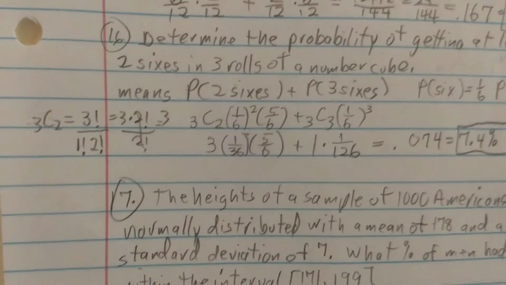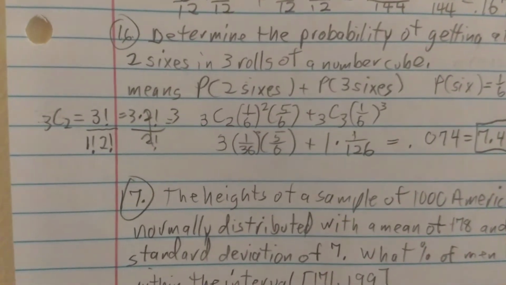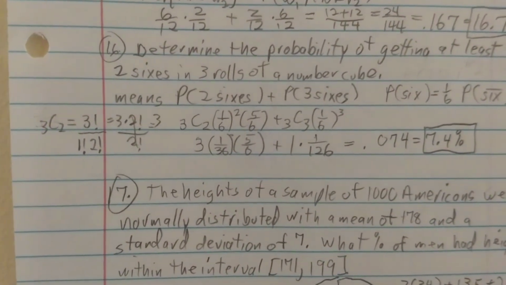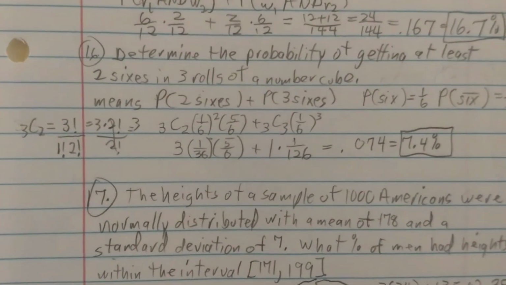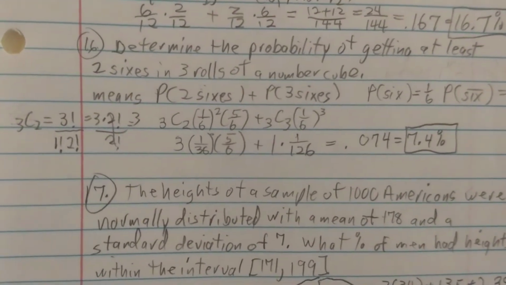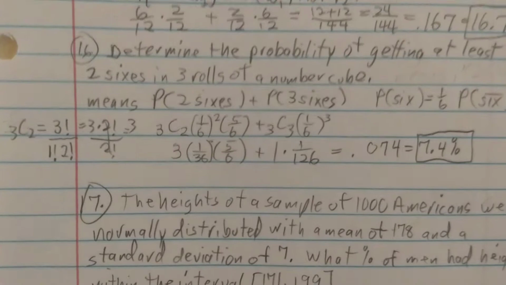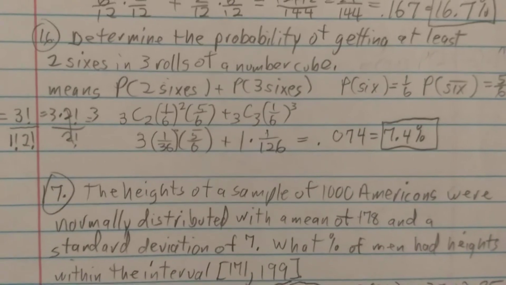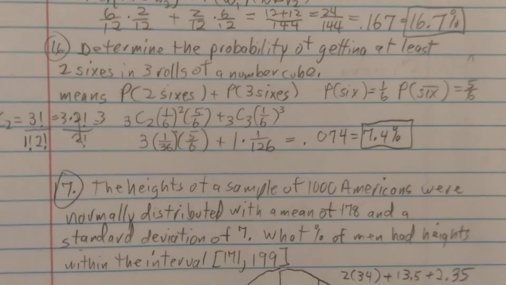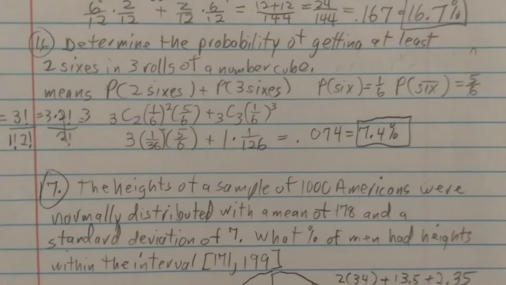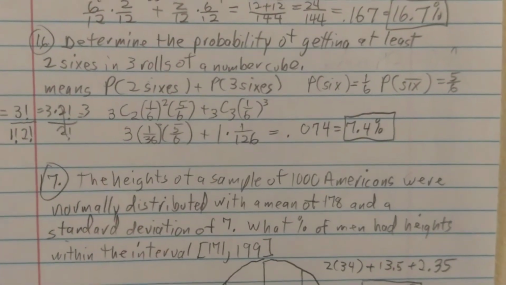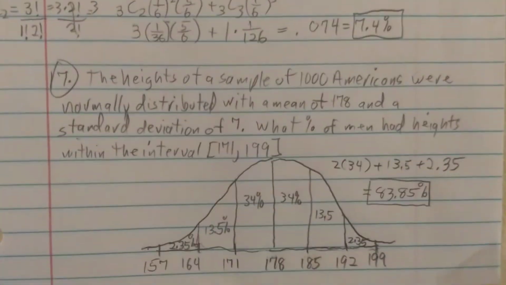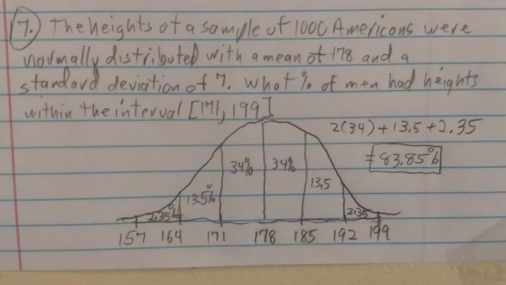So now remember, 3C2 is 3 factorial over 3 minus 2 factorial, which is 1 factorial, or 1, times 2 factorial. So here the 2 factorials cancel out. 3 times 2 factorial on the top over 2 factorial on the bottom is 3. So coming back, that's 3 times 1/6 squared, or 1 over 36, times 5/6, which is 15 over 216, plus 1 over 216, which is 0.074 or 7.4%.